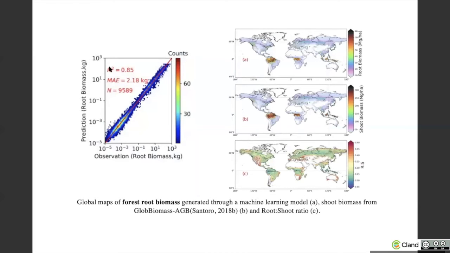And here you have the results. In this graph here on the left, you can compare the observation and the prediction of root biomass. So the predictions were derived from the random forest algorithm. You can see the R square here. Pretty good, huh? It works pretty well. It's a very good assessment. So here it's not based on a test data set, but on cross validation. And here you have the map derived from the model. So the first map is the root biomass map derived from the random forest predictions using shoot biomass and various characteristics to make the prediction. Here you have the map of shoot biomass, and here you have the ratio root to shoot biomass.